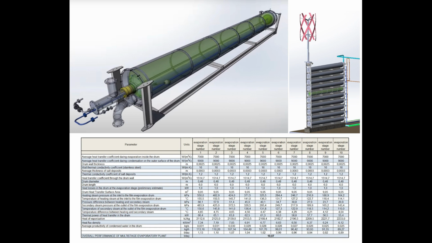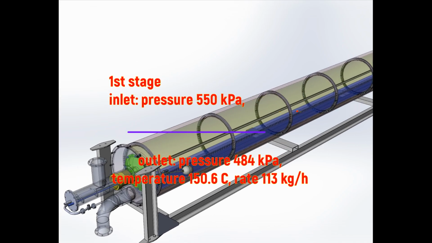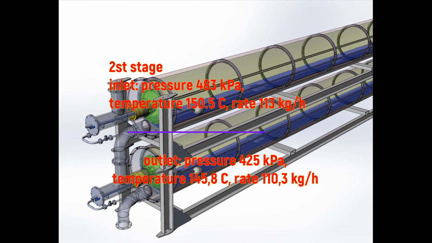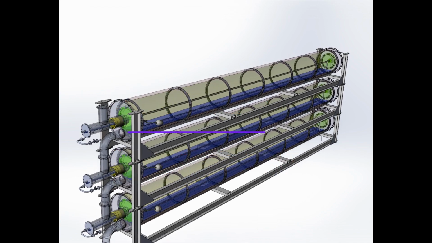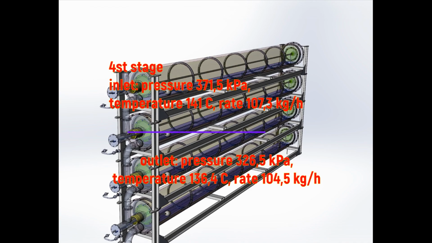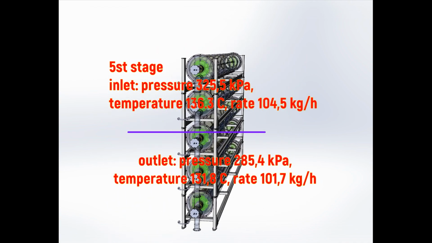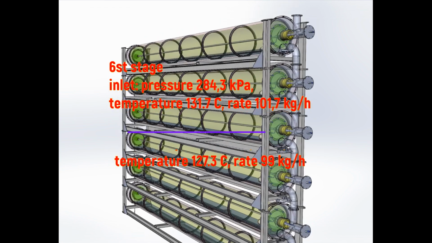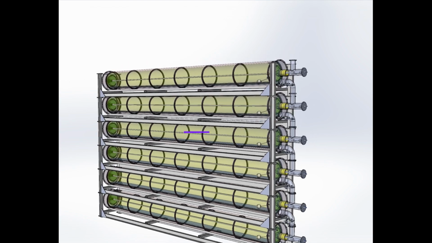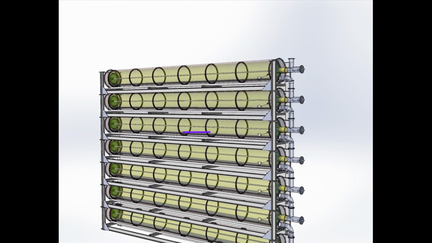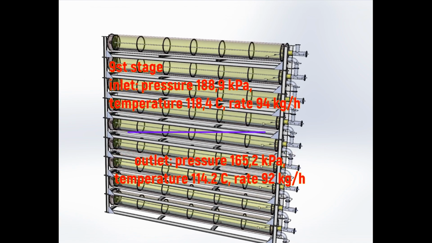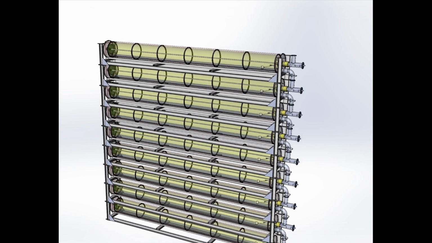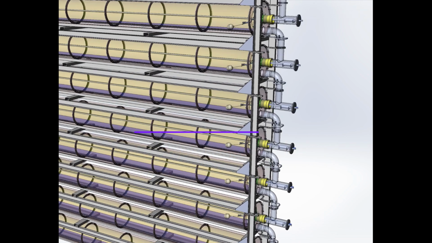The table shows the distribution of technological parameters across 10 stages of evaporators. Steam generated in solar concentrators with a pressure of 550 kilopascals and a temperature of 155.5 degrees enters the steam jacket of the lower module drum and generates secondary steam with a pressure of 484 kilopascals and a temperature of 150.6 degrees. This steam enters the heating steam jacket of the second stage and so on along the chain up to the 10th stage.